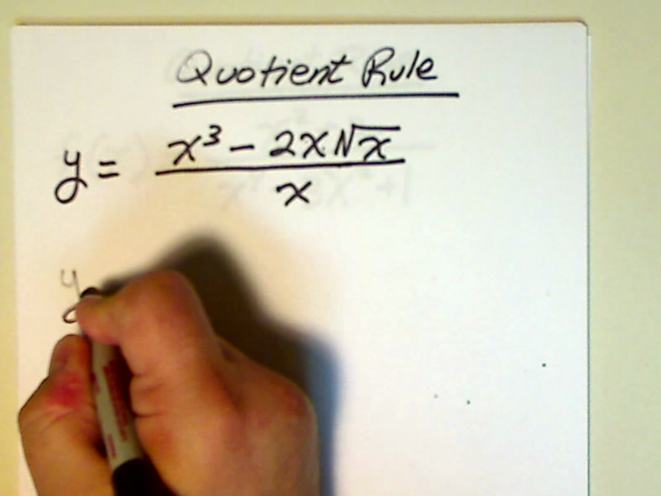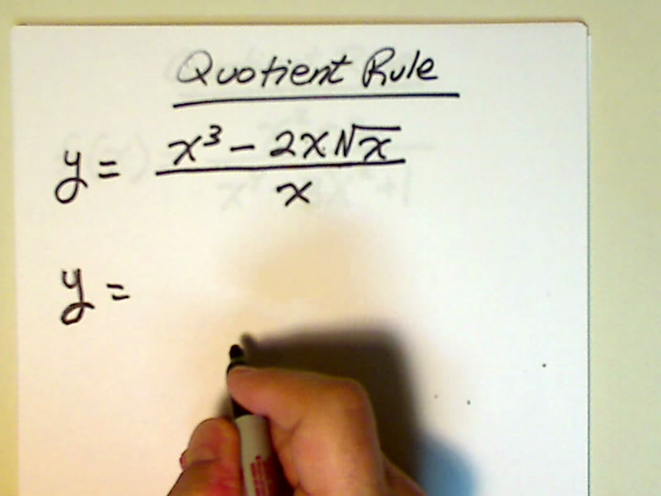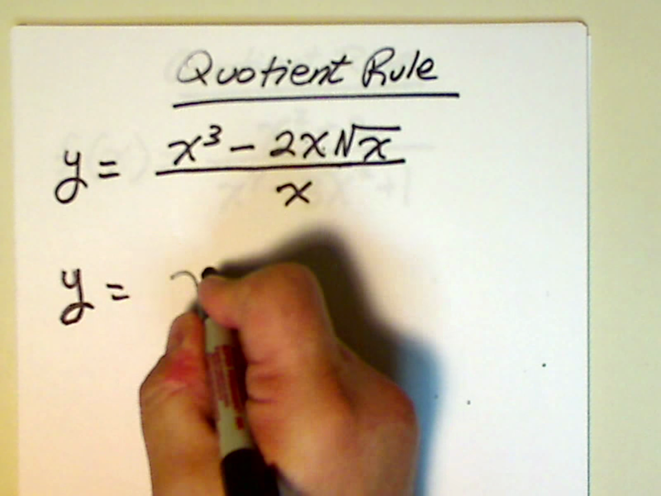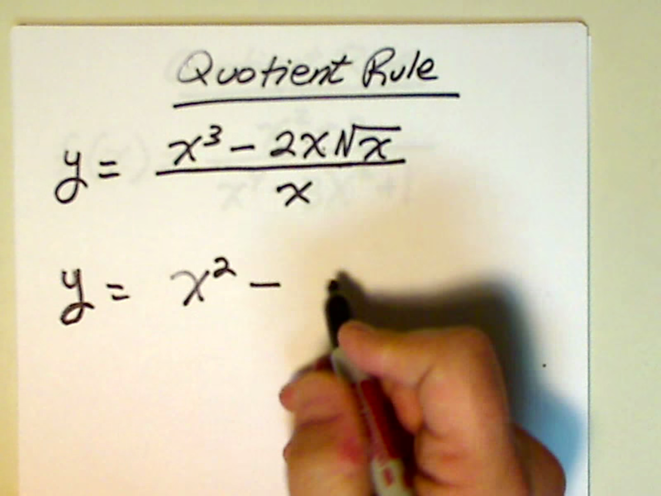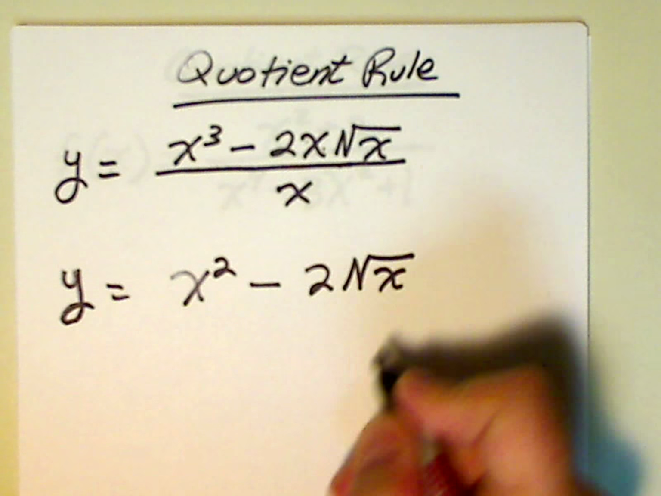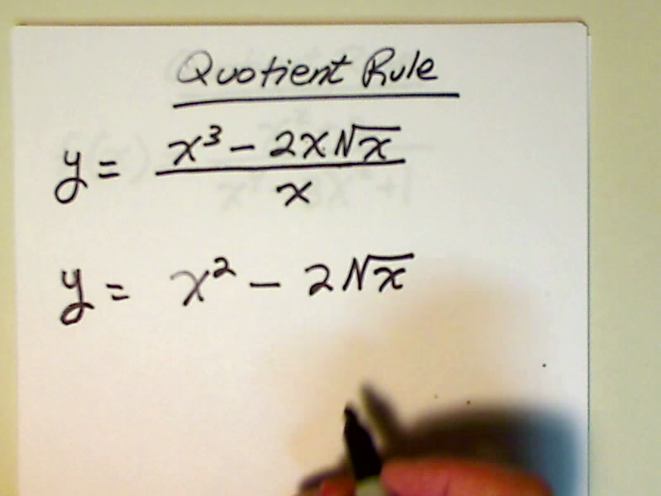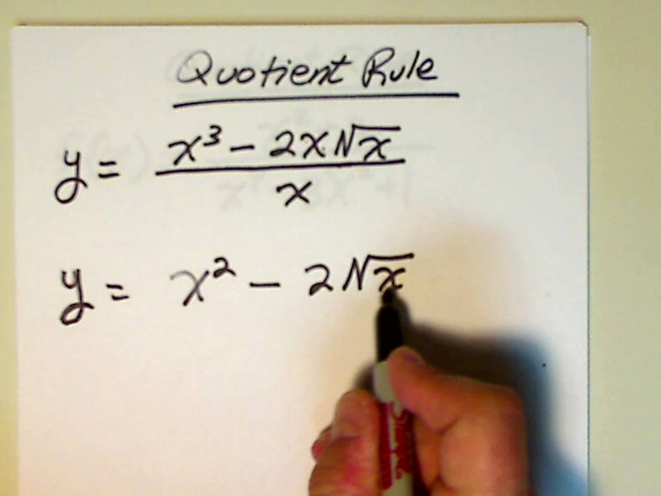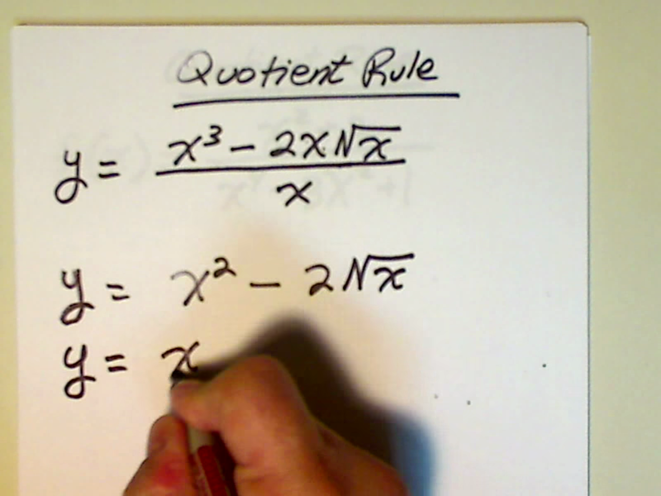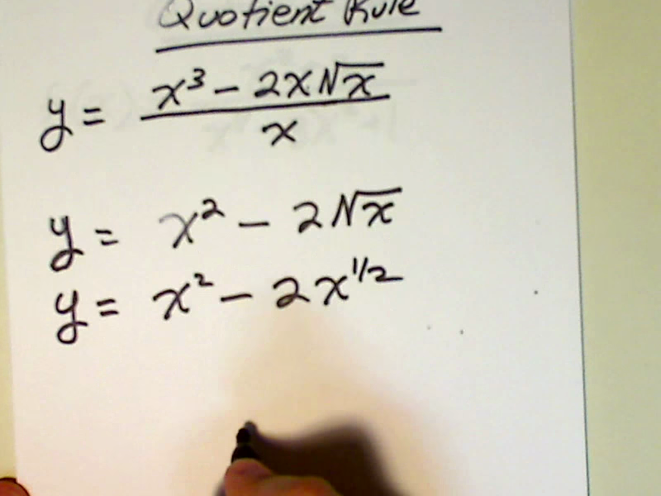So y, boy, I am running out of ink here. Y is equal to, well, x goes into x cubed. We can make that x squared, minus, x goes into x once, so it becomes 2 square root of x. So now this is just a simple little power rule problem. We are going to rewrite the square root of x as x to the 1/2. Let me do that now. x squared minus 2x to the 1/2.